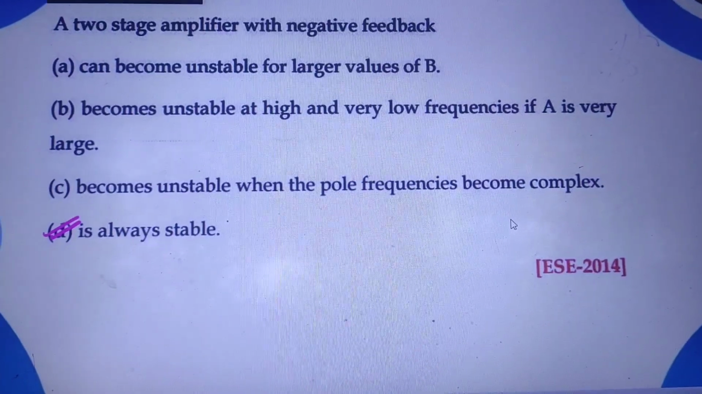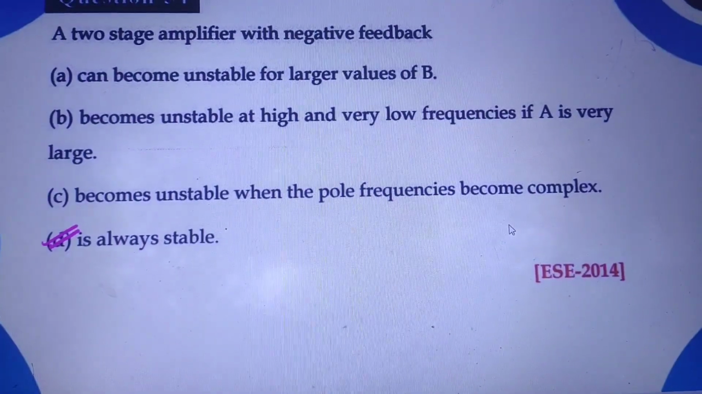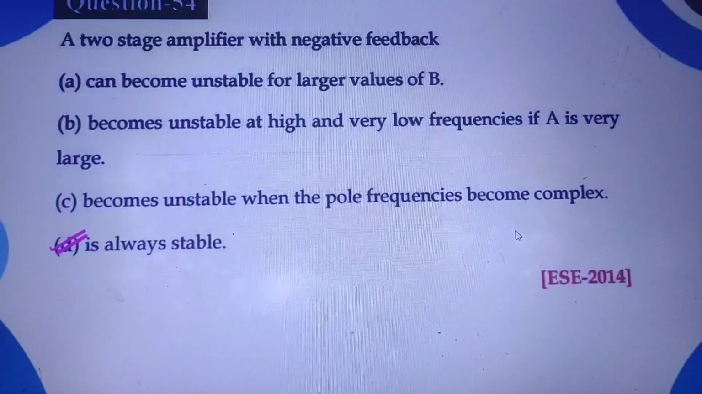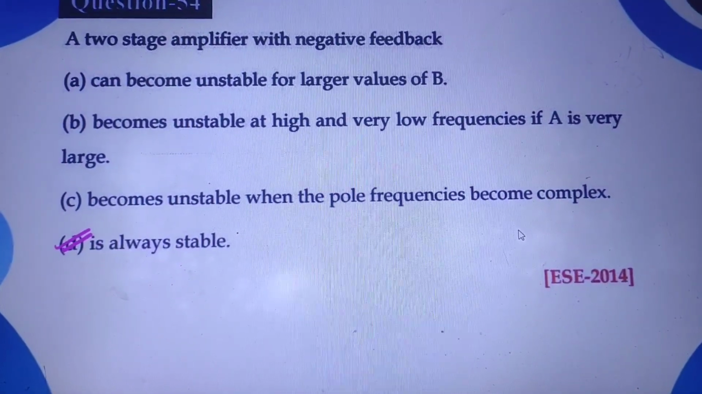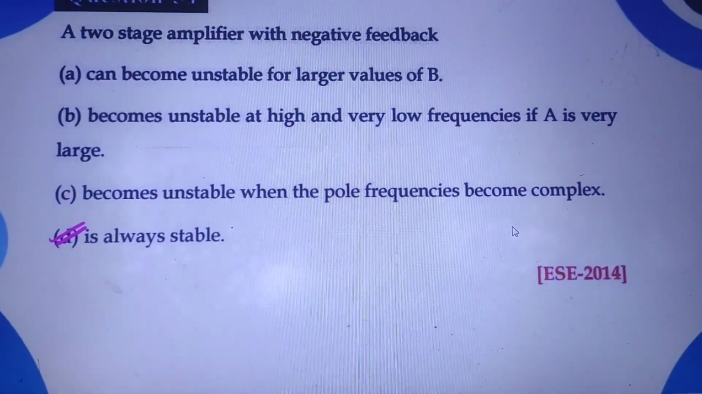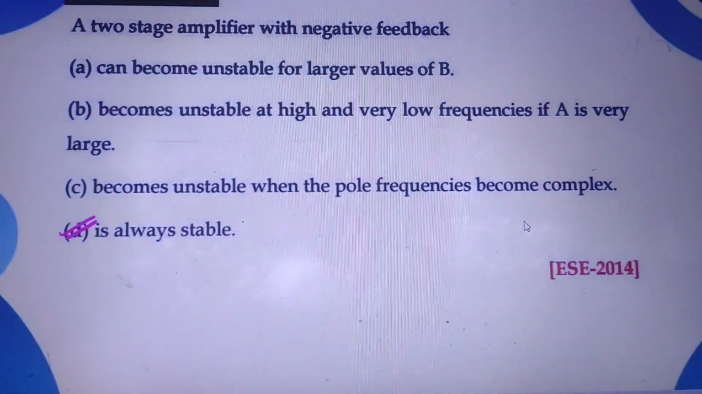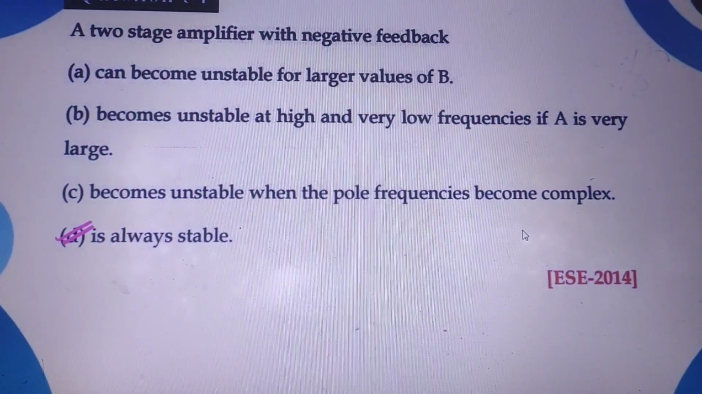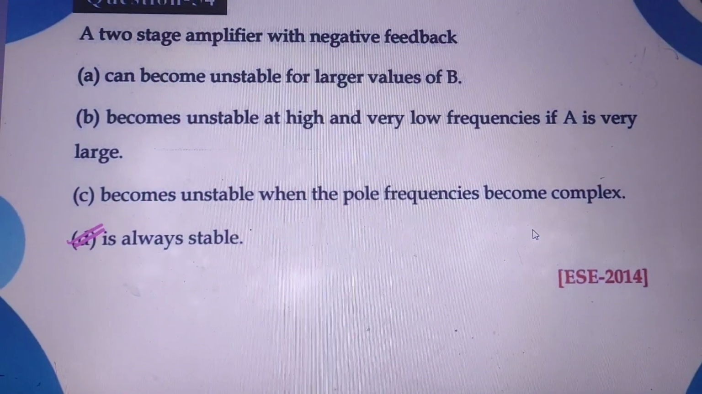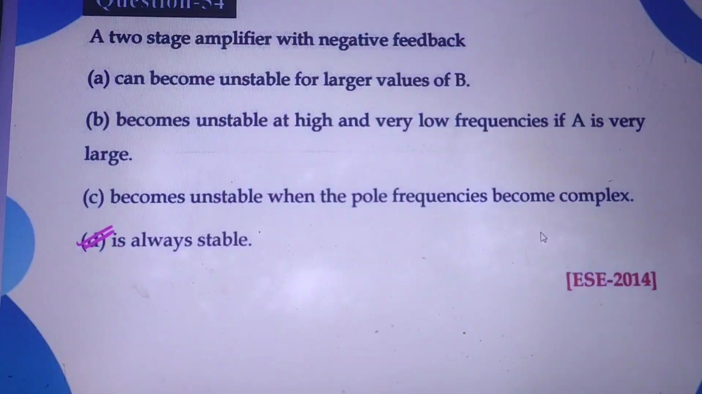A two-stage amplifier with negative feedback can become unstable for larger values of beta, becomes unstable at high and very low frequencies if A is very large, becomes unstable when pole frequencies become complex. Actually, by using negative feedback, the system is always stable. We see this type of question in control systems also. By using negative feedback, sensitivity decreases, stability increases and reliability increases. In the same way, in the two-stage amplifier, by using negative feedback, stability increases and it becomes always stable.